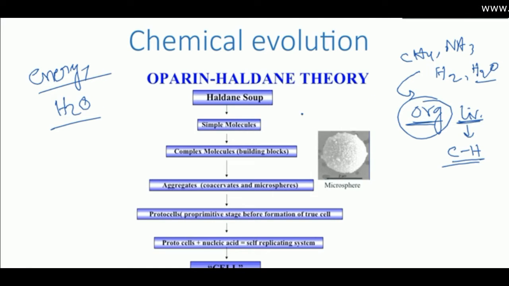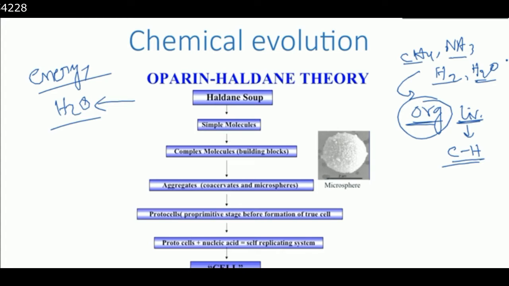Once the aquatic environment is created, they get the availability of water, and in the water they have those earthly or atmospheric inorganic compounds like methane, ammonia, hydrogen, water. All these things are present. Now the only thing they require is energy, and the energy is supplied definitely by lightning, because the early atmosphere was not very stable. So lightning provides energy, and that energy will be utilized by those inorganic compounds to produce organic compounds.